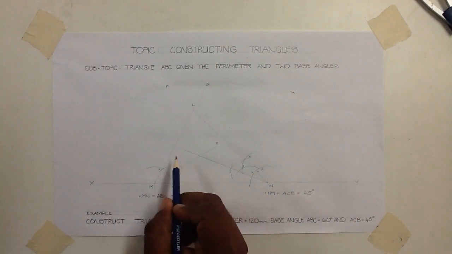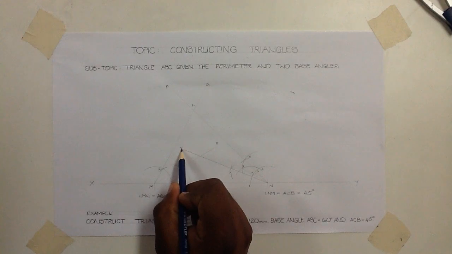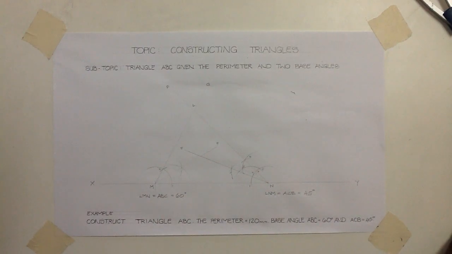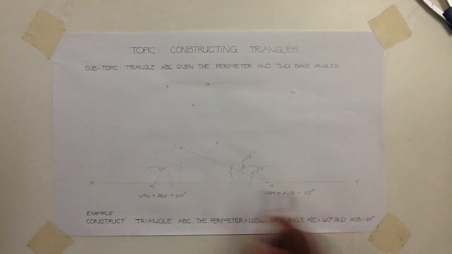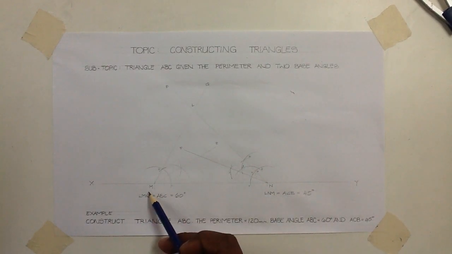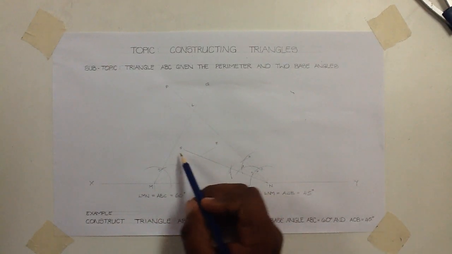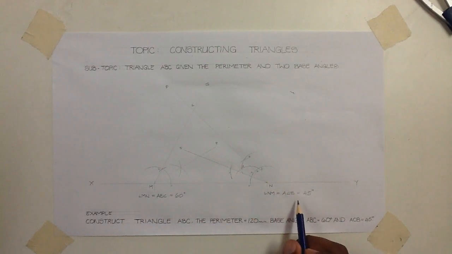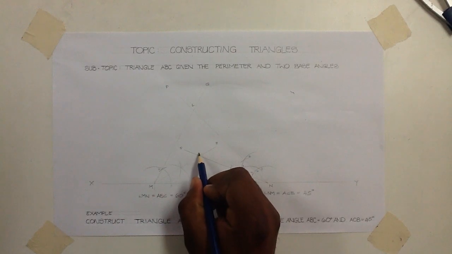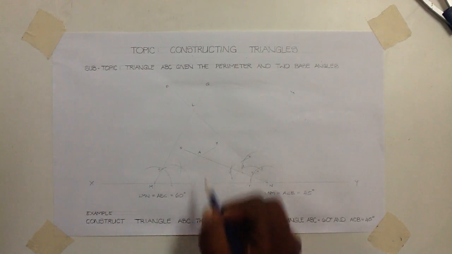So now we have S. Our line NS intersects our line RM or MR at our new point, which will now be the apex of our triangle, and so that is point A.